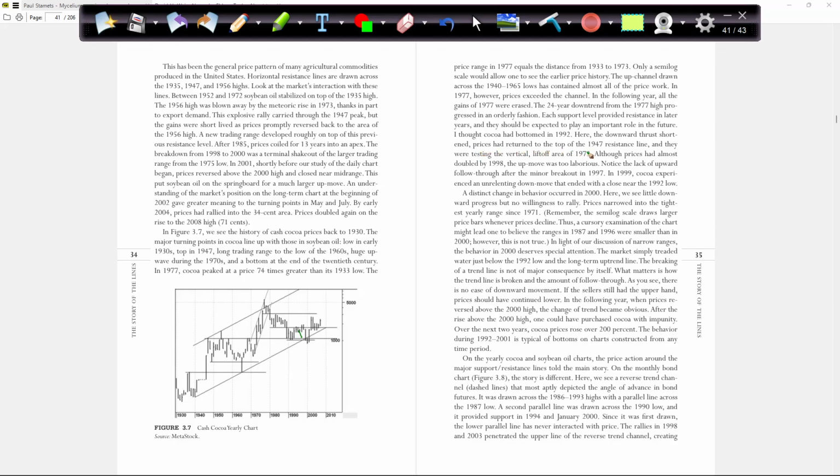Prices had returned to the top of the 1947 resistance line, and they were testing the vertical lift-off area of 1973. Although prices had almost doubled by 1998, the up move was too laborious. Notice the lack of upward follow through.